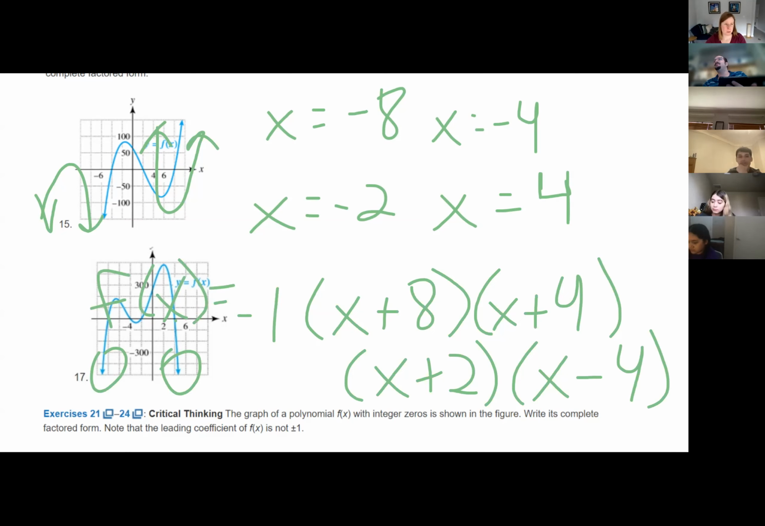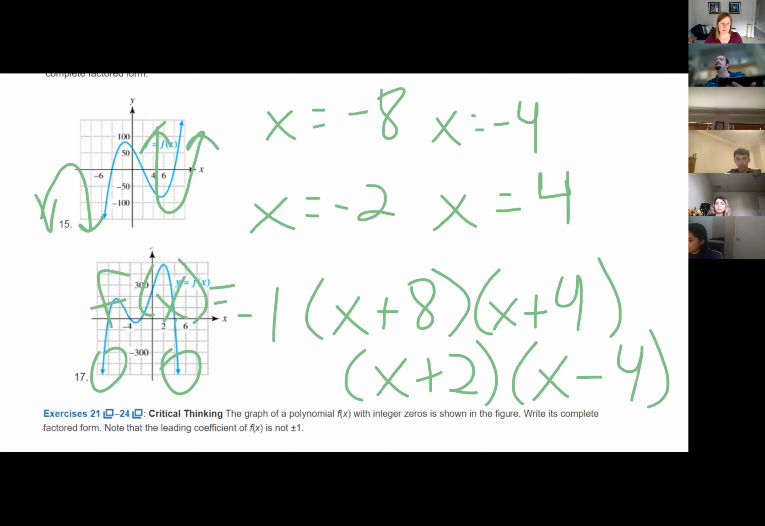Questions about this one? Yes, I have a question. I understand that because I got both of those right. But for the leading coefficient, I understand for 17 that the graph is negative. But since the problem said that the leading coefficient will be plus or minus 1, that's how I know it'll be a plus or minus 1.